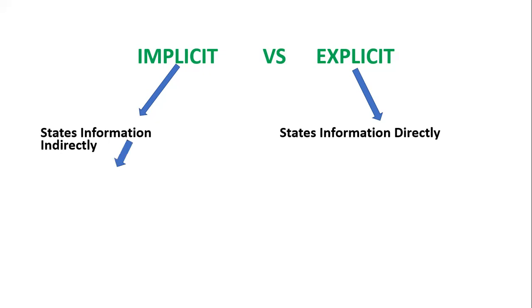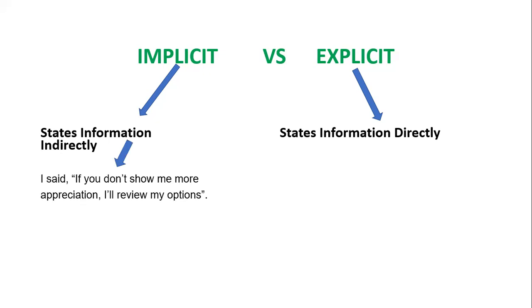Let's take the examples. I said, if you don't show me more appreciation, I'll review my options. Now see, here the speaker has not clearly mentioned what the options are, but says I'll review my options. It means the meanings are underlined.